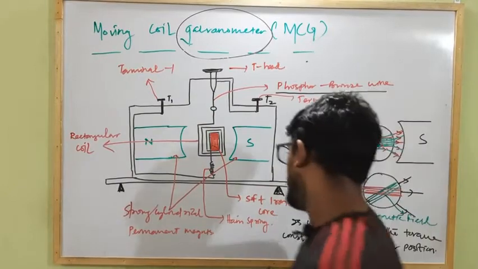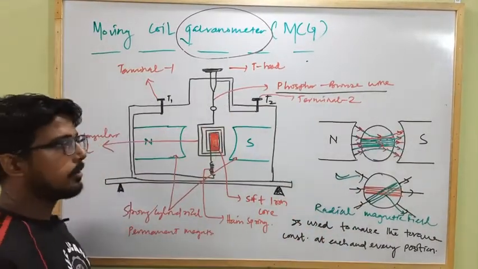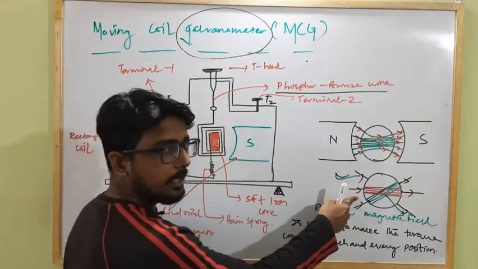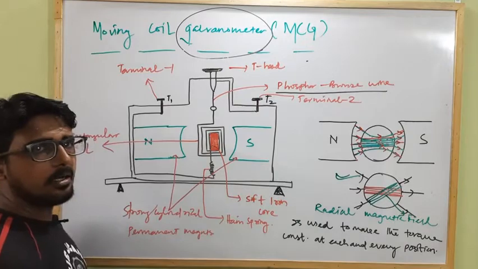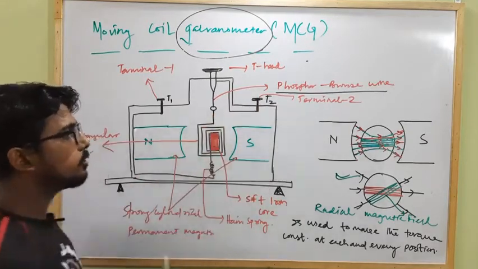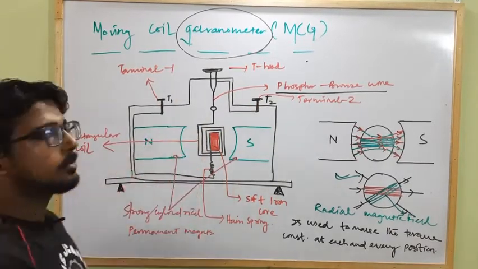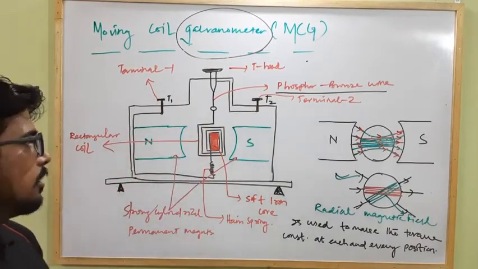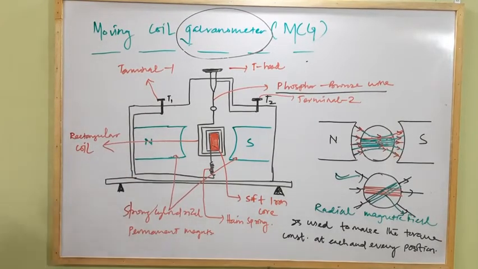Clear? So this is how we construct a moving coil galvanometer in which radial magnetic field are used to make the torque constant or independent of the theta or angle between area vector and magnetic field strength, and phosphor bronze wire is used. That's why it doesn't get affected by the magnetic field or any of the surrounding effects. Clear? Now we have to discuss what is the working of this moving coil galvanometer.